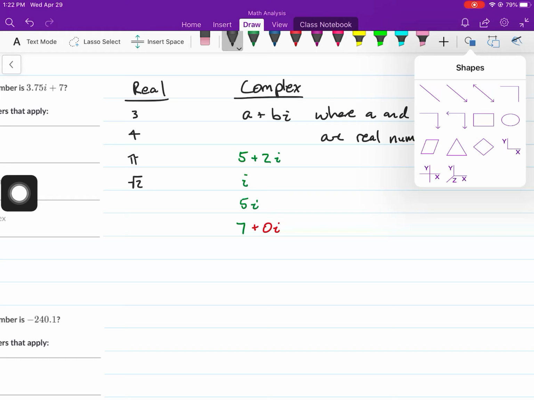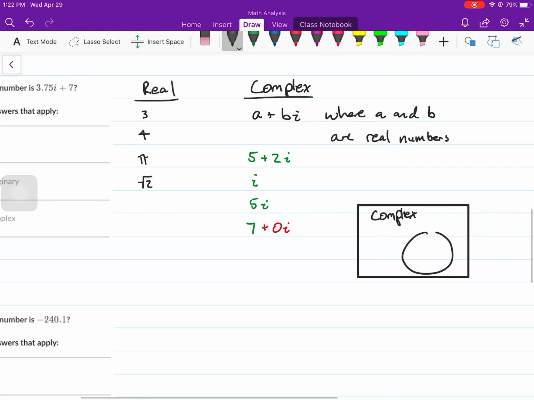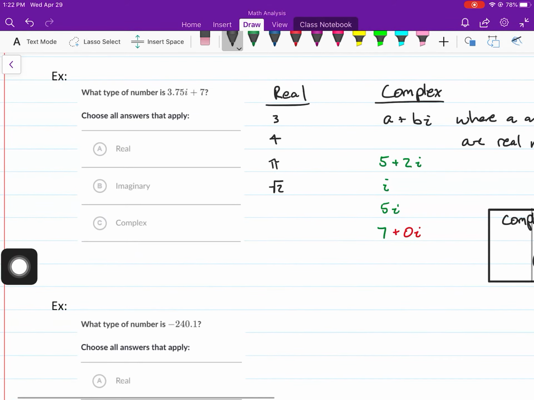You can think about this diagram right here and say this is the complex numbers. Then the real numbers exist inside of there. So all the real numbers are included in the set of complex numbers. But there's a lot more complex numbers out there. Real is just kind of a subset to that. Not kind of, it is a subset to it.